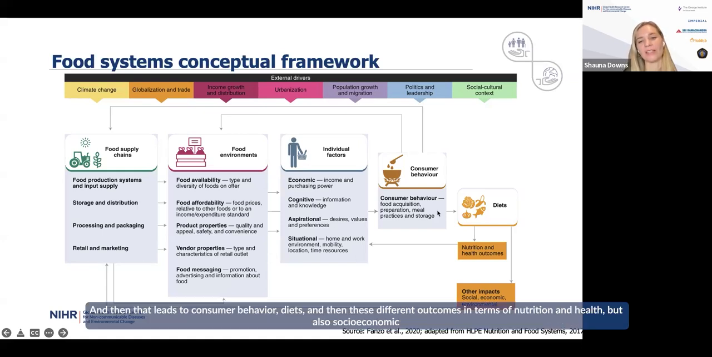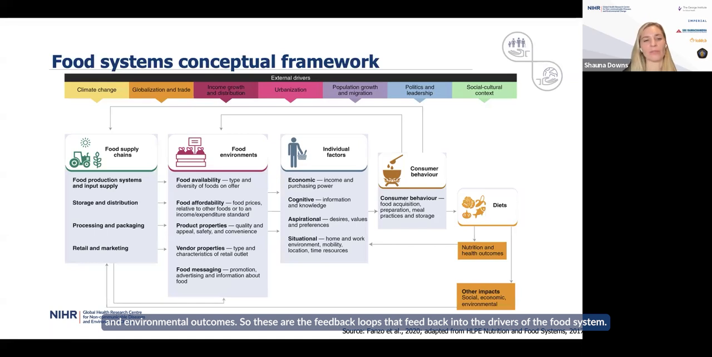And then that leads to consumer behavior, diets, and then these different outcomes in terms of nutrition and health, but also socioeconomic and environmental outcomes. So these are the feedback loops that feed back into the drivers of the food system.